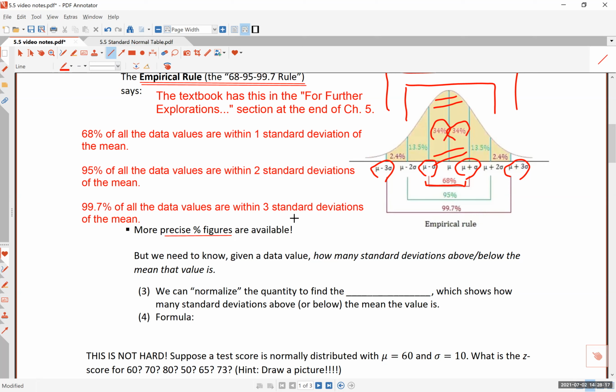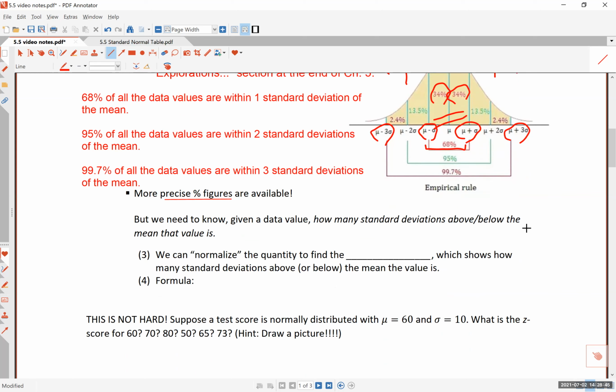This is called the standard normal distribution table. But in order to use that, we need to know how many standard deviations above or below the mean a particular number is. Let's say here's the value, say 75 or 27, whatever. How many standard deviations above or below the mean is that value? That's the first thing you need to know about a data value before you can talk about the probability or the percentage of people below that number or above that number. I'll explain this in a few minutes.